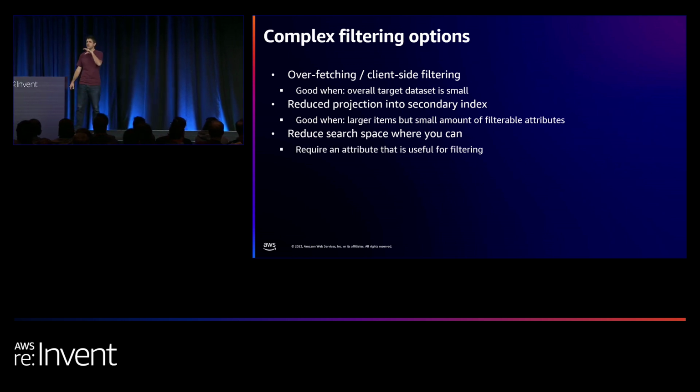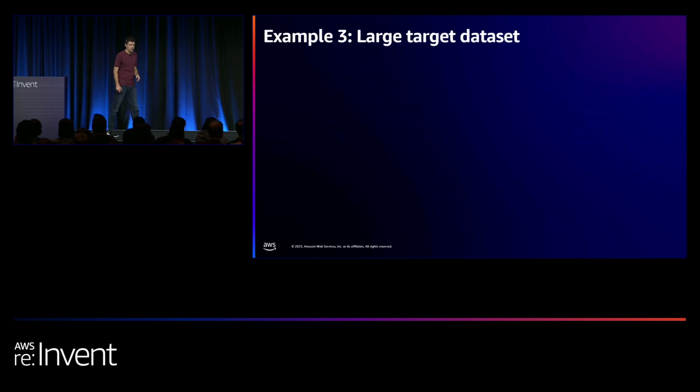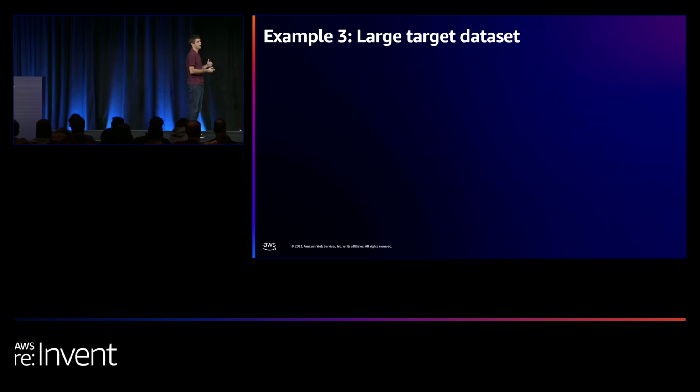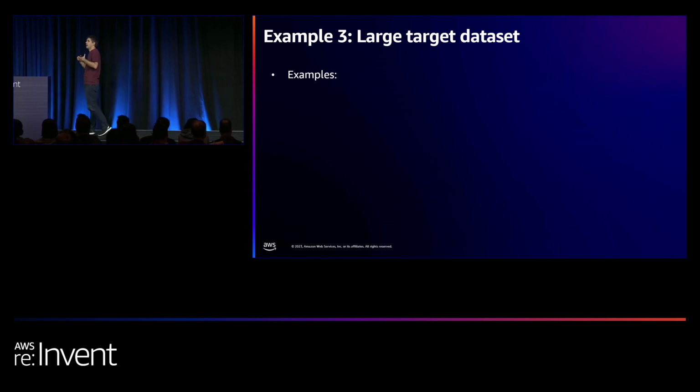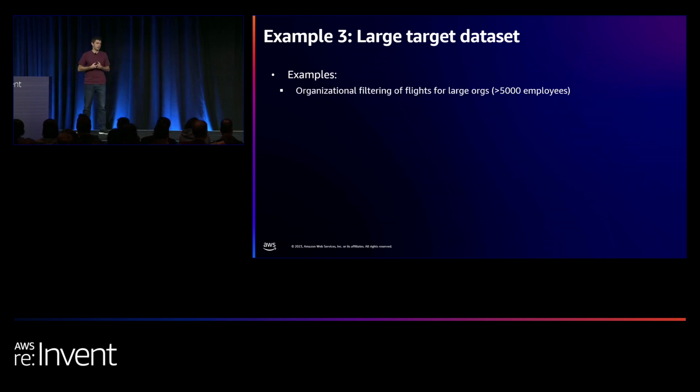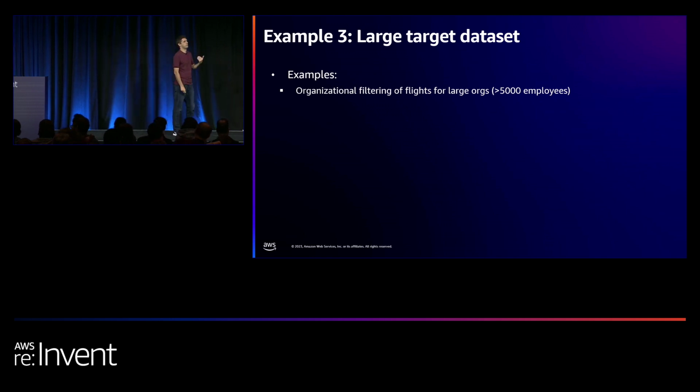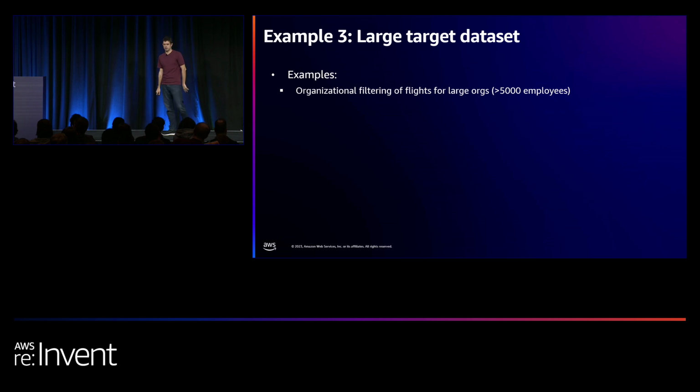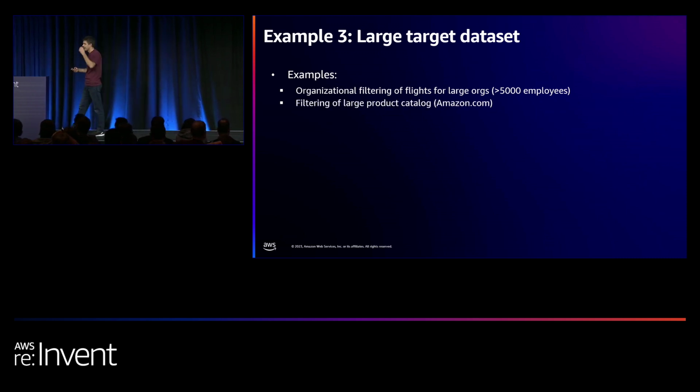Those first two options are both Dynamo-specific options, but sometimes Dynamo is just not the right tool for the job, right? Sometimes you have a really large target data set that you need to do some complex filtering through, and it's going to be hard to model that in Dynamo. Examples would be if we extend that organization search out for really large organizations, 5,000, 50,000, 100,000 people, that's just going to be really big to fetch all those and do that filtering on the client side. You can also think of filtering a really large product catalog like Amazon.com, right? There's just a lot of products in there that we need to filter through.